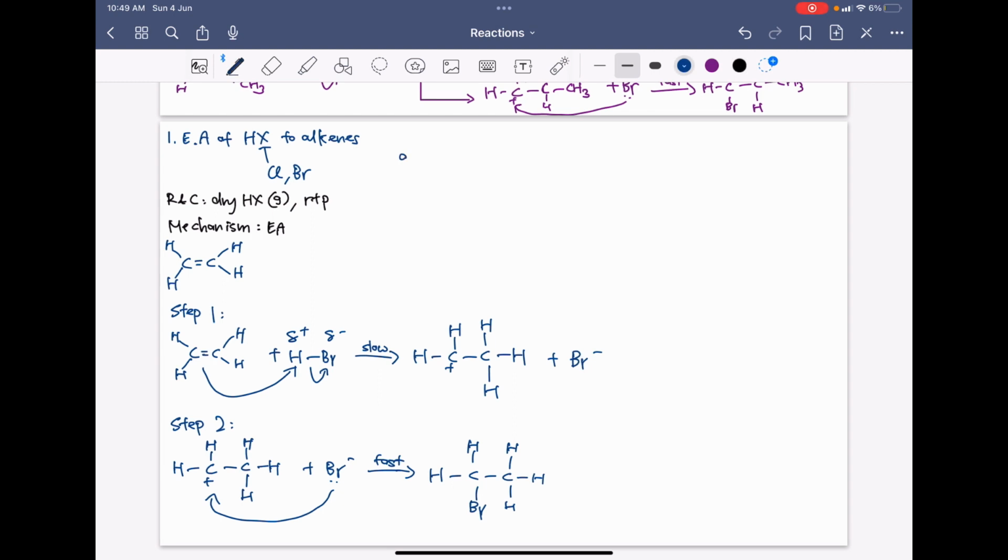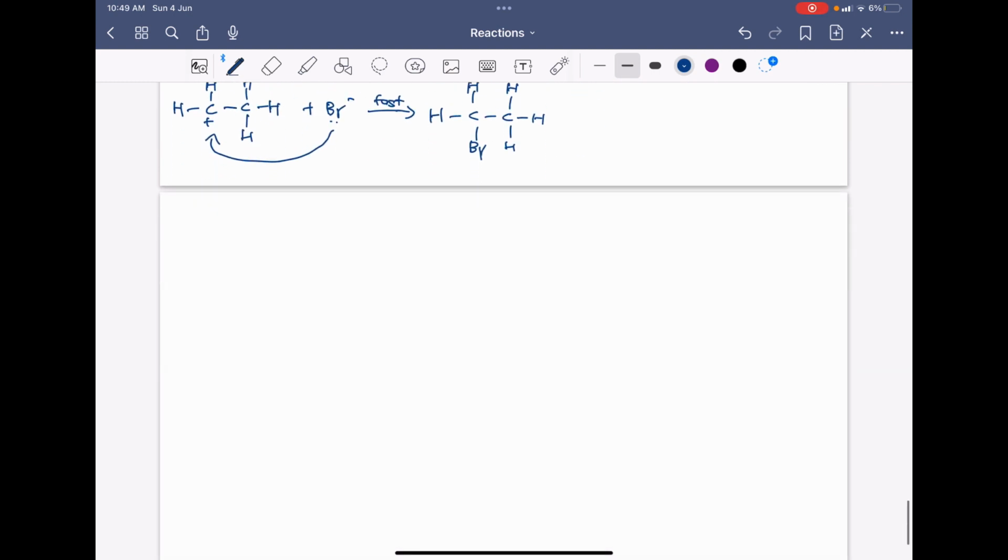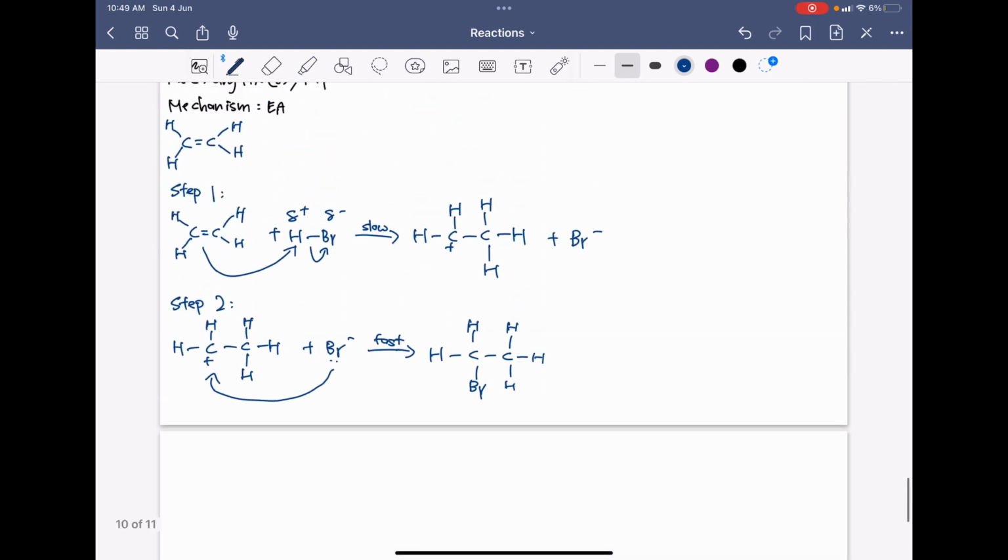So this alkene becomes a halogenoalkane. So alkene plus HX gives halogenoalkane. Note that because HX is polar, that's why we have partial charges.